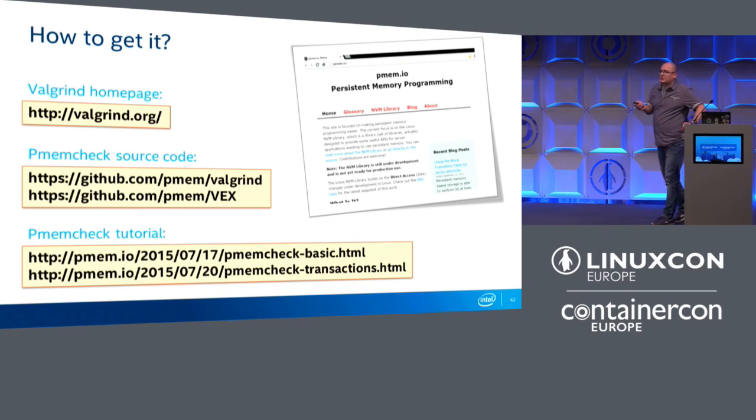Here are some links to our repos. Originally we had just one repo, Valgrind. Currently we have split this into two, so everything is under github.com/pmem. This reflects how the original source code of Valgrind is actually organized. Here we have some links to the tutorials in our blog on pmem.io, with some examples of how to use it. Perhaps some of those are the same as in this presentation. And of course, this is the original homepage of the Valgrind project.